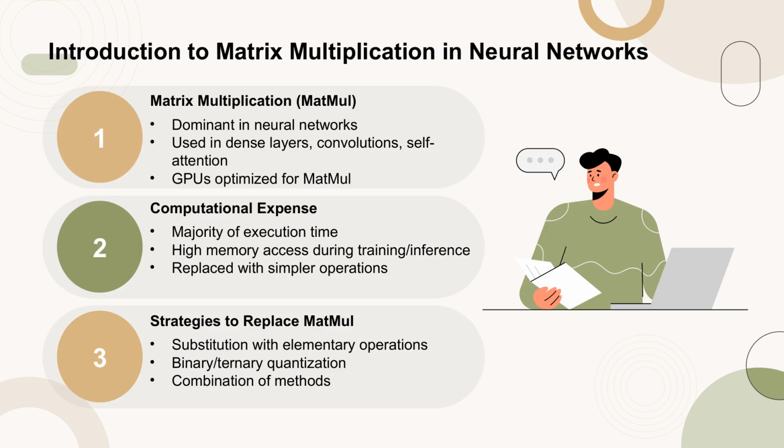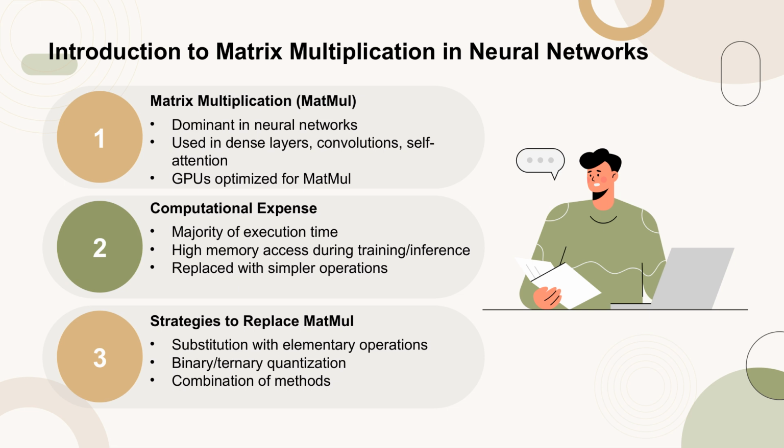Matrix multiplication, MatMul, is a fundamental operation in neural networks, particularly in dense layers, convolutions, and self-attention mechanisms. The prevalence of MatMul is largely due to the optimization of graphics processing units, GPUs, for these operations, which can be efficiently parallelized and accelerated using frameworks like CUDA and libraries such as cuBLAS. However, despite its efficiency, MatMul operations account for a significant portion of the computational expense in neural networks, often consuming the majority of execution time and memory access during both training and inference phases.